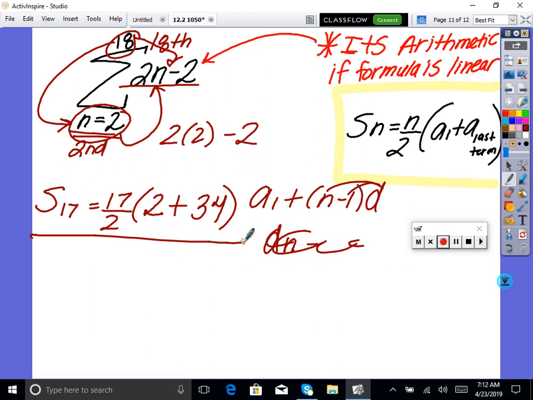Now, once again, keep in mind, this sum formula only works for arithmetic. It's only arithmetic if it's linear. All right. I'm getting a sum of 306.